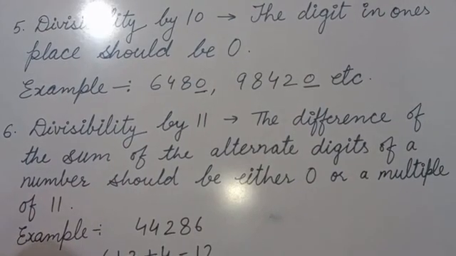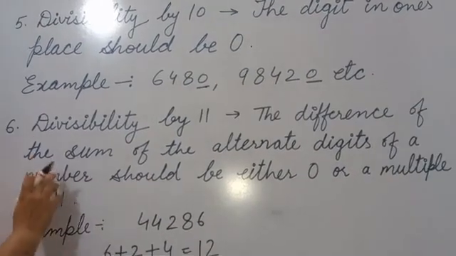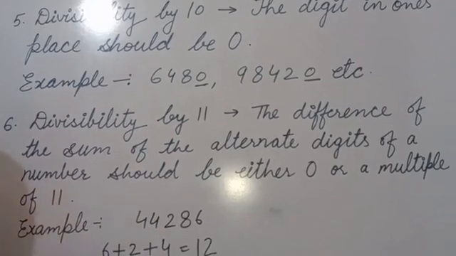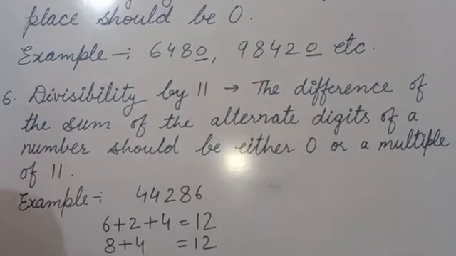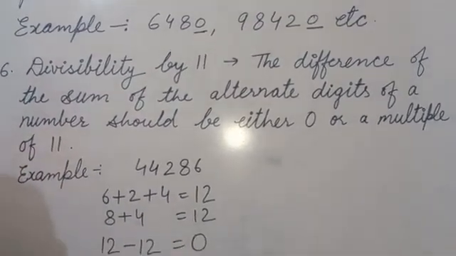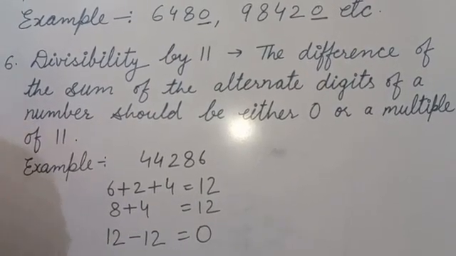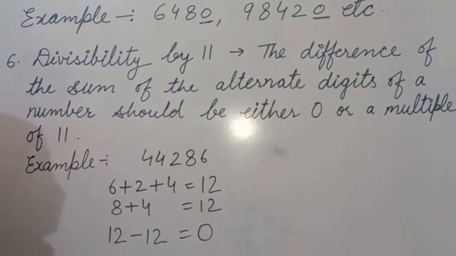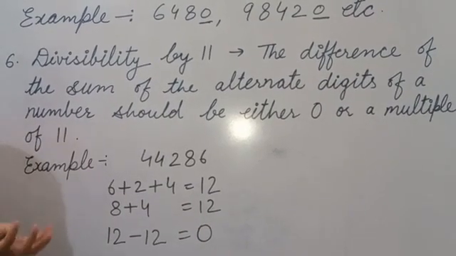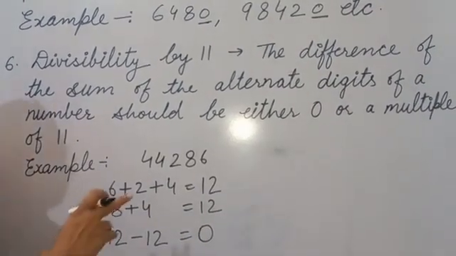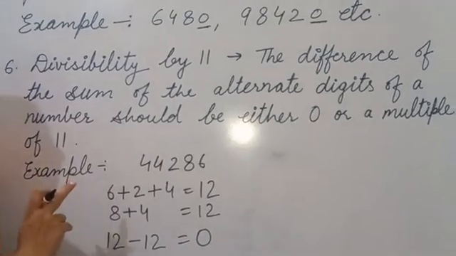Okay. Now number 6, divisibility by 11. So what's the rule of divisibility by 11? That is a different rule. Okay. You have 2, 5, 10 the same, and 3 and 9 also the same. But the 11 rule is different from all. Okay. So see what's the rule of divisibility by 11?